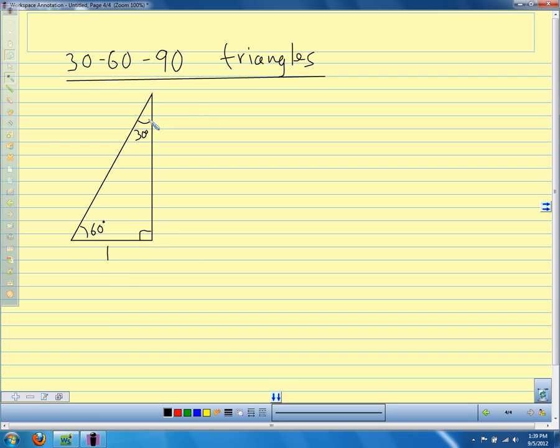The shorter side is always opposite the smallest angle. So the shorter side of our 30, 60, 90 is always going to be opposite the 30-degree angle. We'll call this the longer side, always opposite the 60-degree angle, and this is the hypotenuse. Now, does anyone remember how the short side and the hypotenuse of the 30, 60, 90 triangle are related?